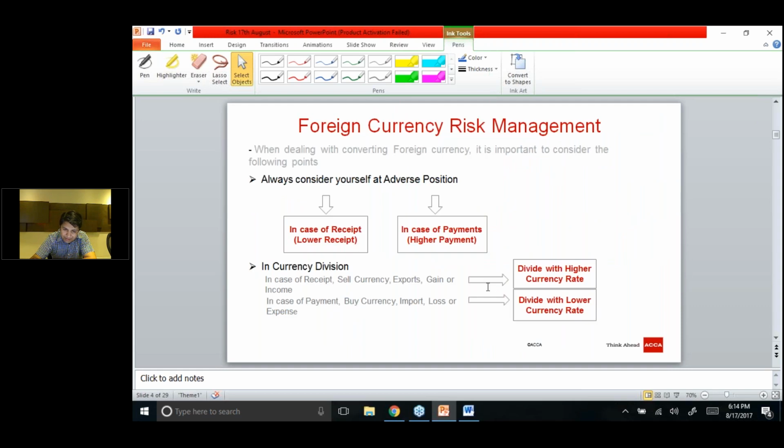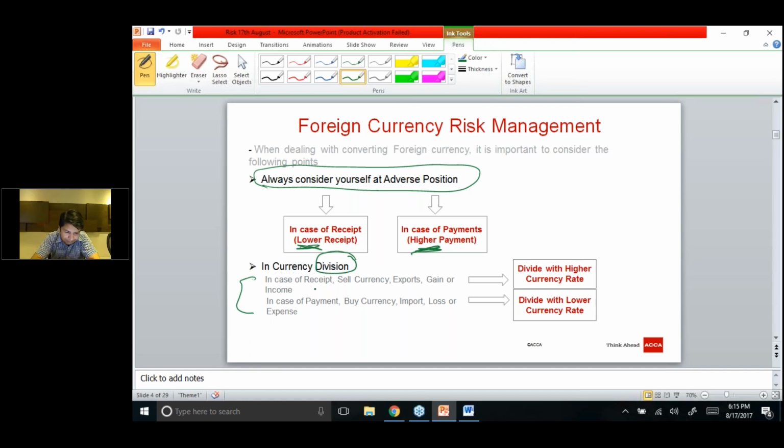So this is the summary of what we have learned in the previous two slides. What is it? Always consider yourself at adverse position. The meaning of adverse: you will receive lower receipt and you will have to pay higher payment. This is the principle of currency division. Whenever you divide the exchange rate with the transaction amount, remember these two principles. And obviously the multiplication rule will be the vice versa.